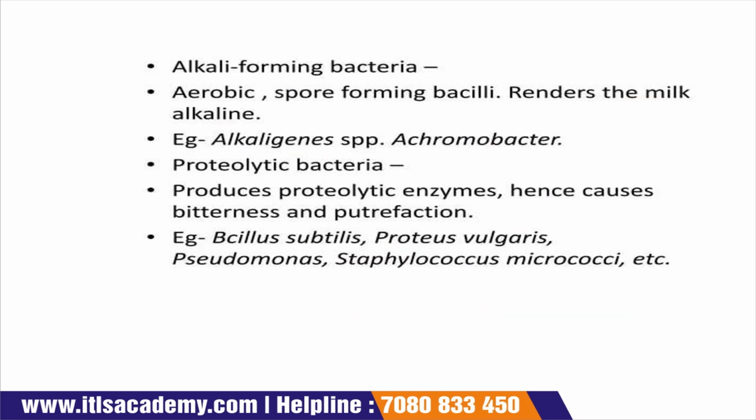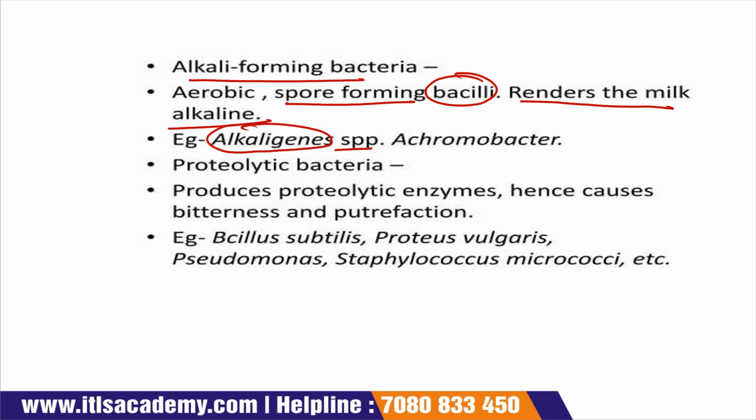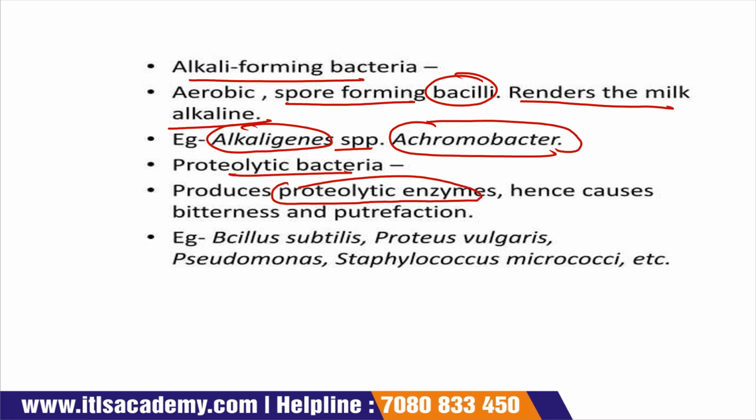The next one is alkali-forming bacteria, which will also increase in milk. Aerobic spore forming bacteria, that is bacilli, render the milk alkaline. Example, Alcaligenes species, Achromobacter. Proteolytic bacteria produce proteolytic enzymes and cause bitterness and putrefaction. Example, Bacillus subtilis, Proteus vulgaris, Pseudomonas, Staphylococcus, Micrococci, etc.